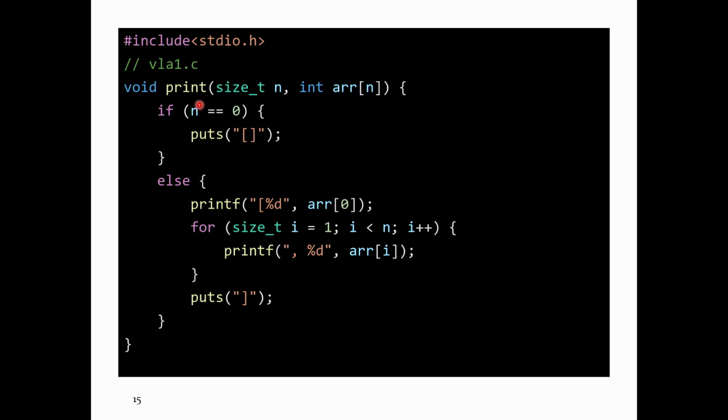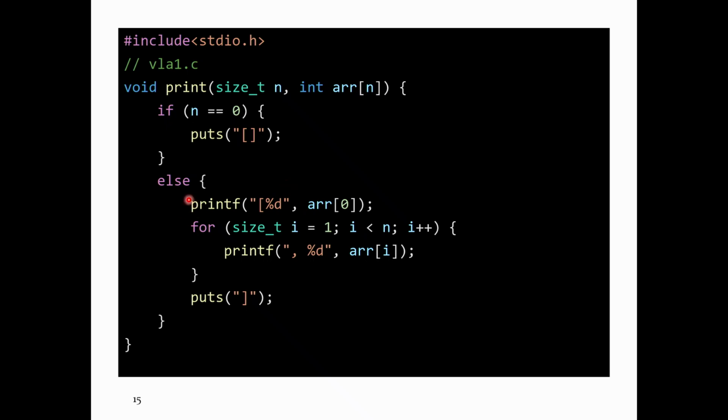All this function does is print out the contents of the array. If n is 0, then you've told it to print out a 0-length array. In this case, I decided to print out the string with the empty square brackets. So this prints out like an empty list in Java. Otherwise, I'm going to print out the contents of the array, the elements of this int array one at a time inside square brackets, separated by comma and space.